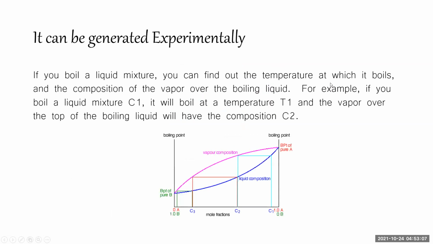Well, that actually can be generated experimentally. Because if you boil a liquid mixture, so you can boil different mixtures of cyclohexane and toluene, you can find out the temperature at which different mixtures of those two liquids boil. And then you can also measure the composition of the vapor over the boiling liquid, because if you condense it, the composition of the vapor is exactly equal to the composition of what has boiled over, the condensate that you've collected.